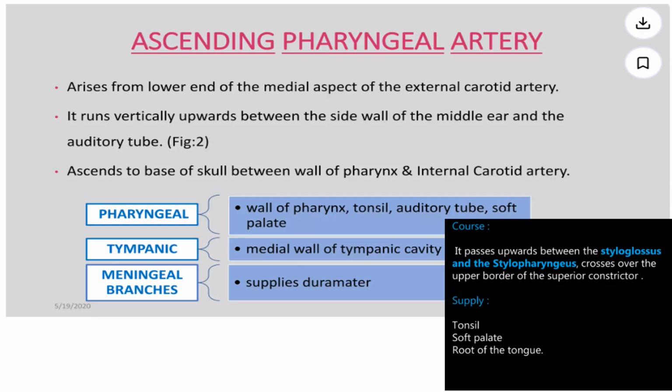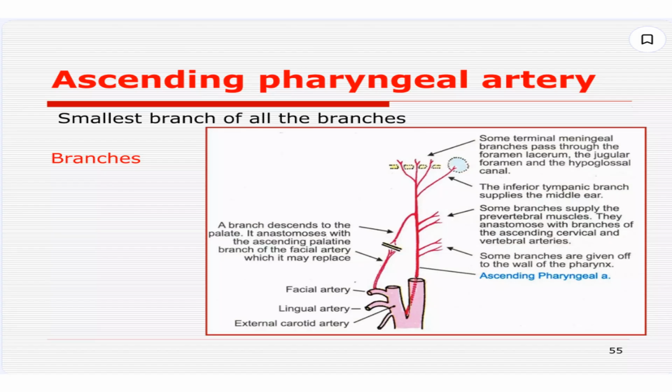The pharyngeal branch supplies the wall of the pharynx, tonsil, auditory tube, and the soft palate. The tympanic branch supplies the medial wall of the tympanic cavity. The meningeal branch supplies the dura mater of the brain. It passes upward between the styloglossus and the stylopharyngeus, and crosses over the upper border of the superior constrictor. It supplies the tonsil, soft palate, and root of the tongue. The ascending pharyngeal artery is the smallest of all the branches.